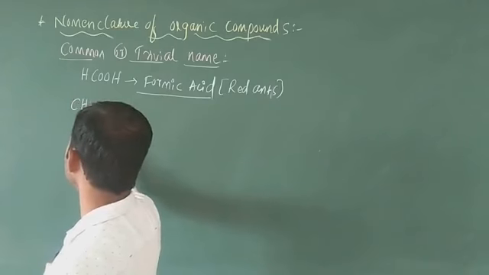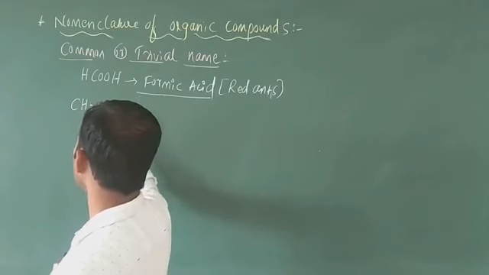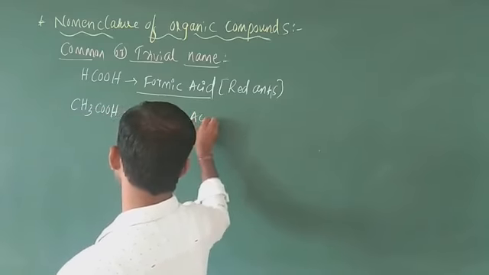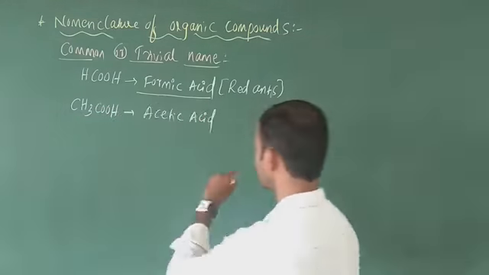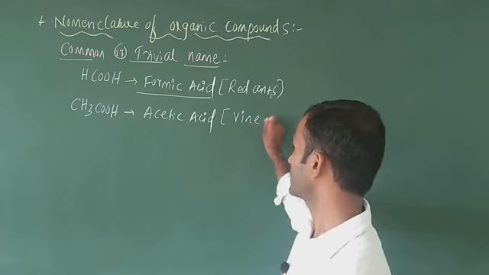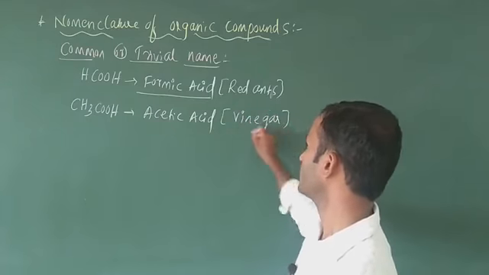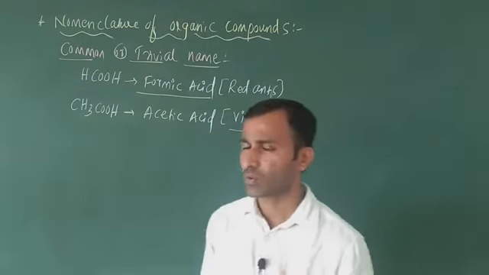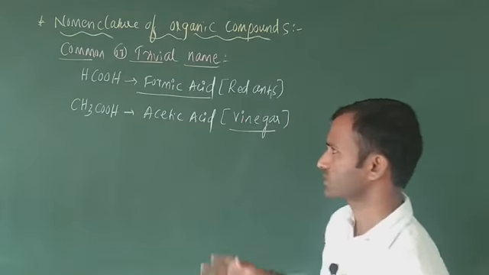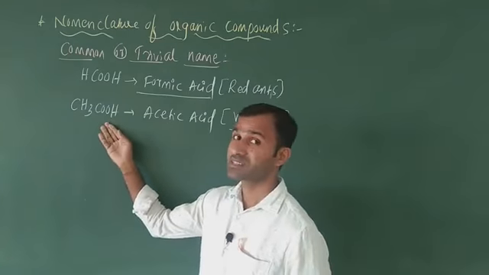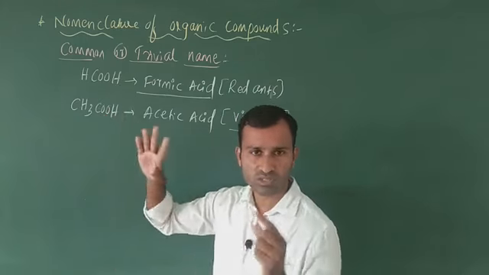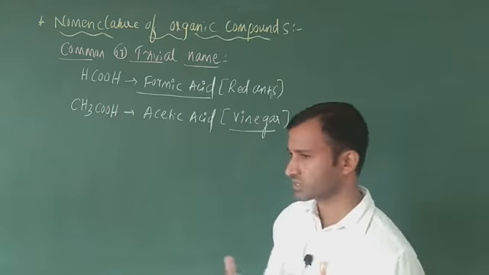The next one is acetic acid, CH3COOH. Acetic acid is present in vinegar. These are common names, but IUPAC nomenclature is different, and we are going to study that next.